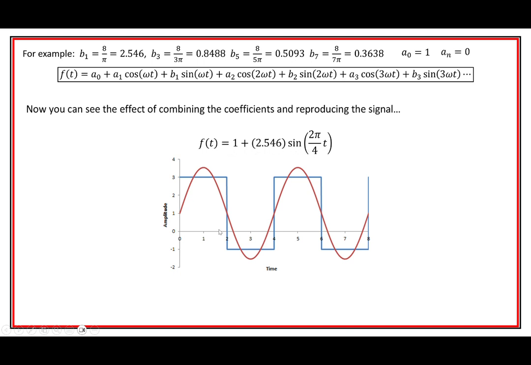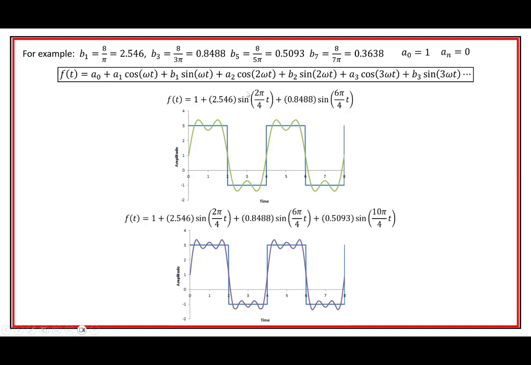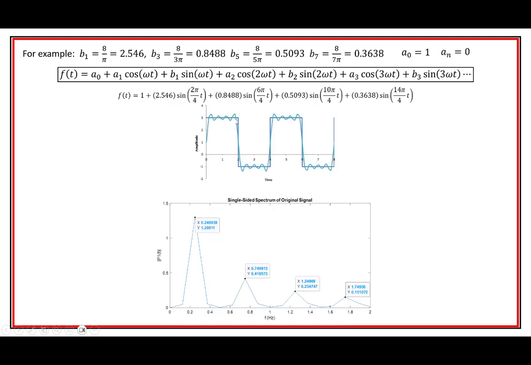So here is the sine wave. If you plug time into there, here's the red sine wave that you get. If you add in the next one, which is 0.8488, you start to get this shape. If you plug in the next one, the 0.5093 times the sine of 10 pi over 4, you get this shape. You see that it starts to get closer and closer to the square wave, right? So what we've done is we've replicated it. See this equation right here.